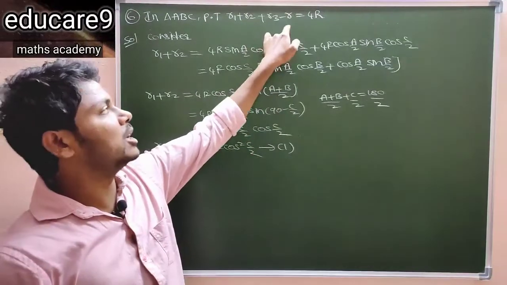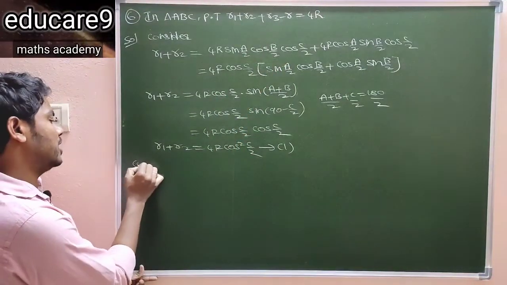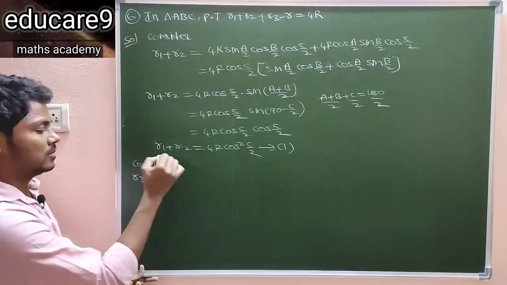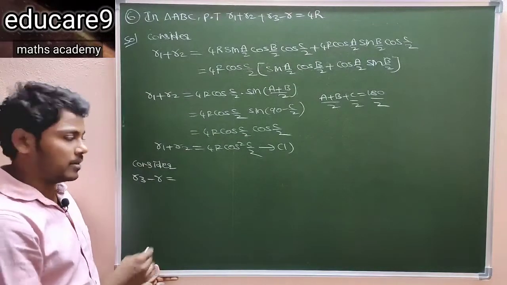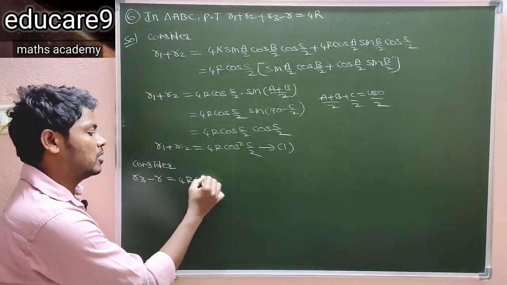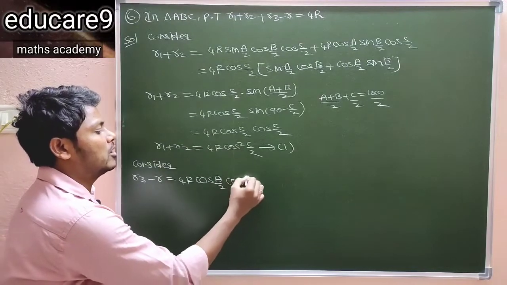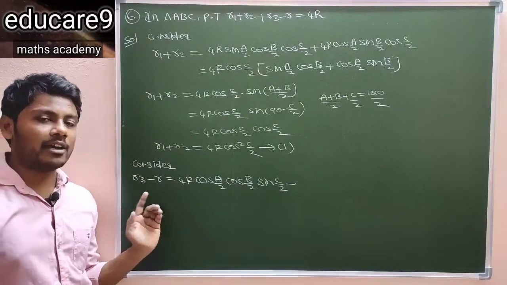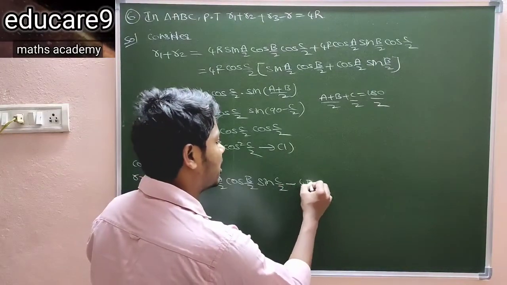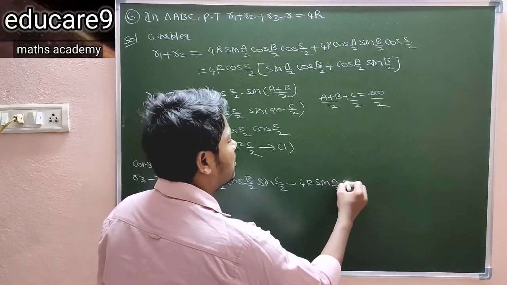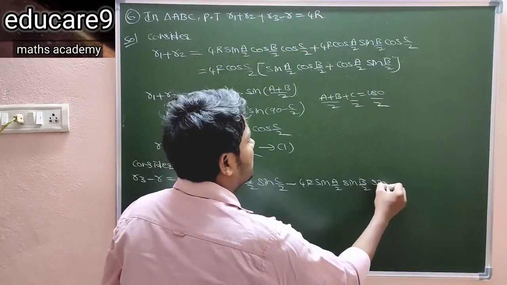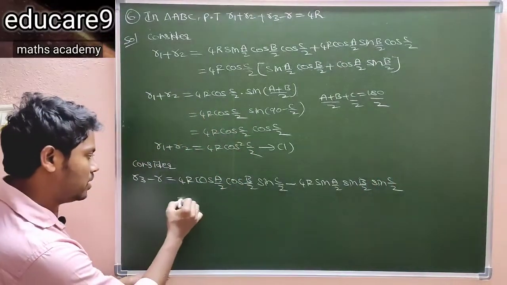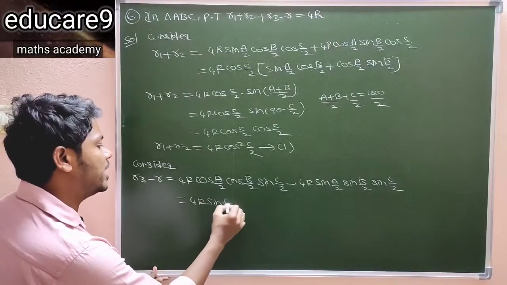So similarly you can find R3 minus r. Here again consider R3 minus r. A suffix is 3, so the last term is sin. That is 4R cos A by 2 cos B by 2 sin C by 2, minus small r, all terms are sin. That is 4R sin A by 2 sin B by 2 sin C by 2. In both terms 4R sin C by 2 is common.